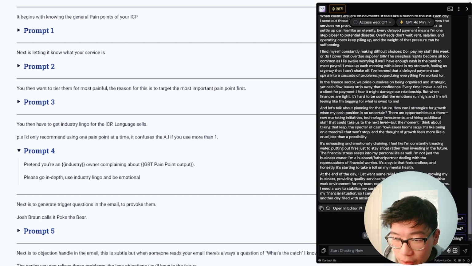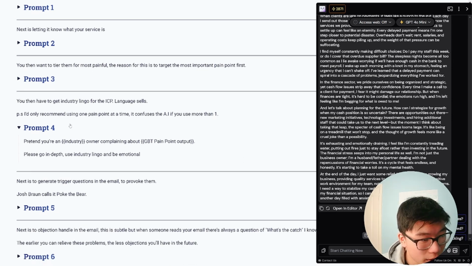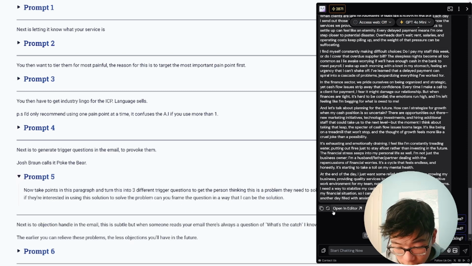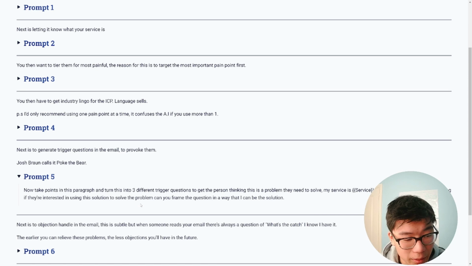There are opportunities out there, new marketing initiatives, technology investments, blah blah blah. So yeah, let's close this up. Next is to generate trigger questions in the email to provoke them. Josh Brown calls these poke the bear questions. So now take the points in this paragraph and turn them into 3 different trigger questions to get the person thinking this is possible and this is a problem they need to solve.